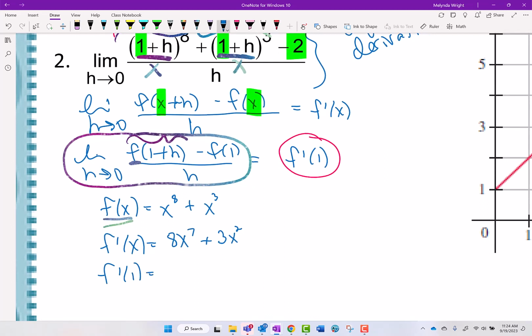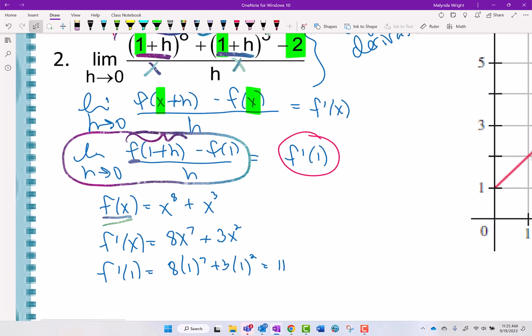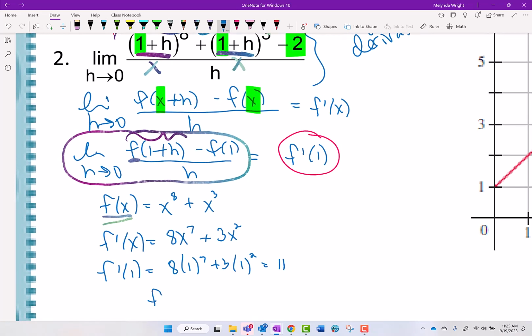What happens when I put a 1 in there? 8 times 1 to the 7th plus 3 times 1 to the 2nd. I get 11. So f prime of 1 is 11.